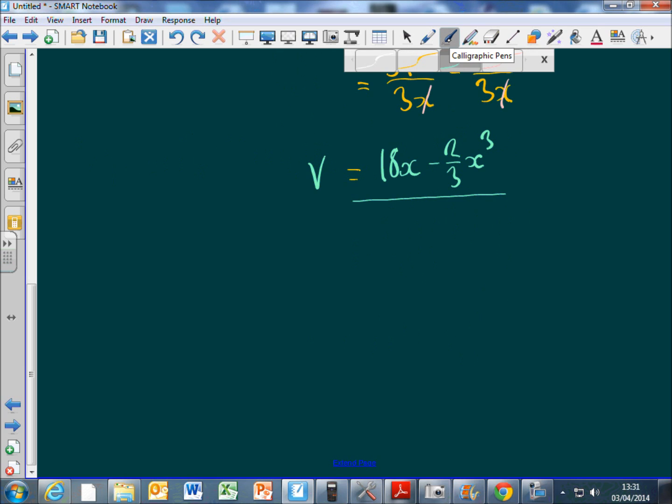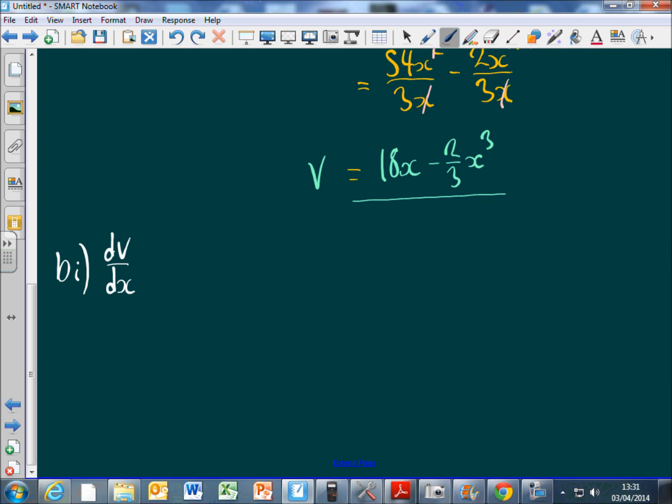This is part B, BI. Notice how the question is just asking you to do one thing at a time, but it's like the way you would solve this sort of problem. So who can differentiate it? Tom, do you want to have a go at this?